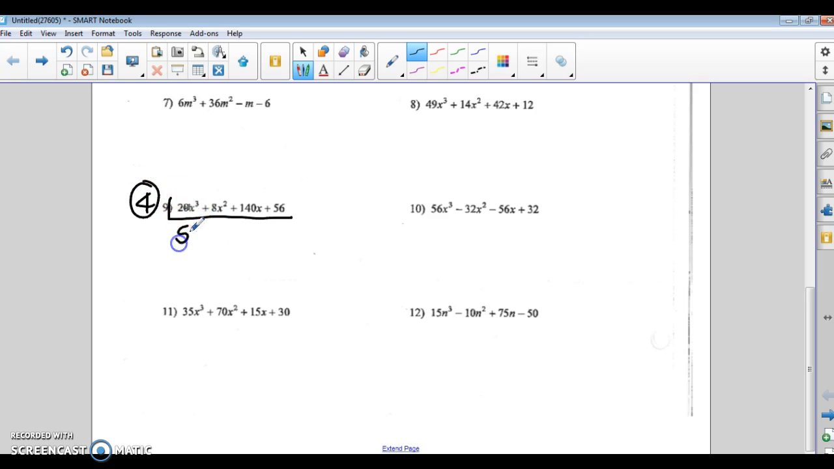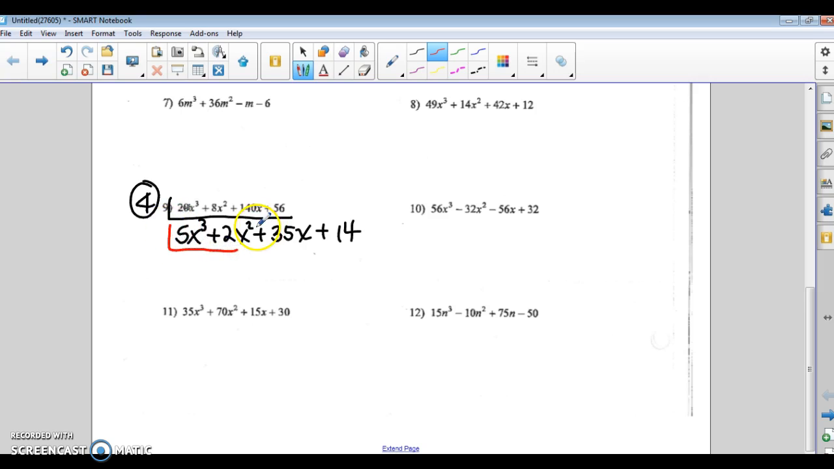So I'm going to factor that out. Okay, so then it's going to be 5x to the third plus 2x to the second plus 140 divided by 4 is 35 plus 56 divided by 4 is 14. Do we see any more common factors among these four numbers? 5, 2, 35, 14. Once you can't find any common factors, now we're going to do grouping.